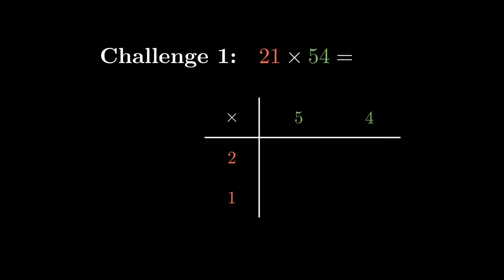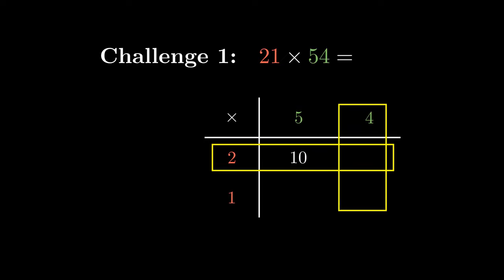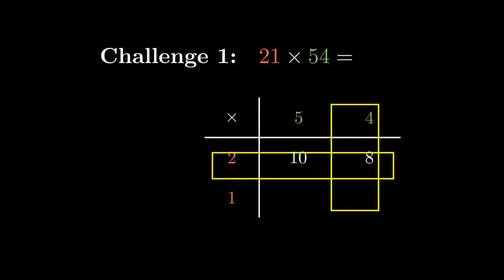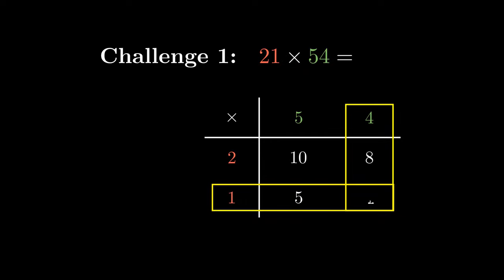We will multiply each row with each column. So for example, in the first row and the first column, we multiply 2 and 5 to get 10. In the first row and the second column, we multiply 2 and 4 to get 8. In the second row and the first column, we multiply 1 and 5 to get 5. And in the second row and the second column, we multiply 1 and 4 to get 4.